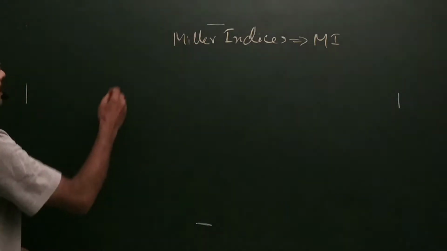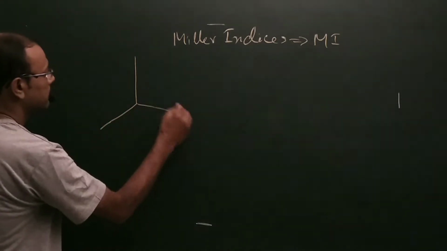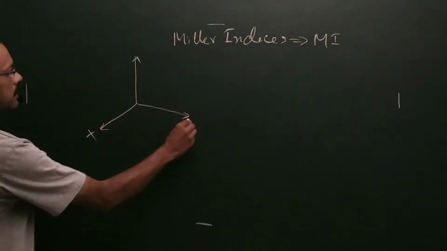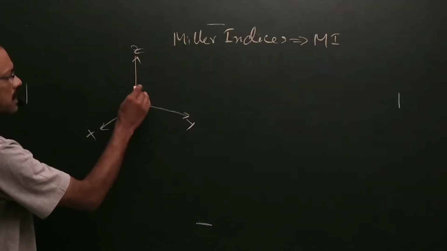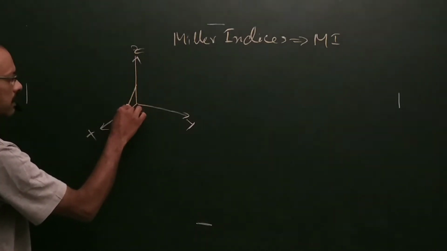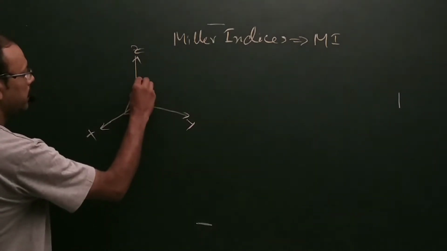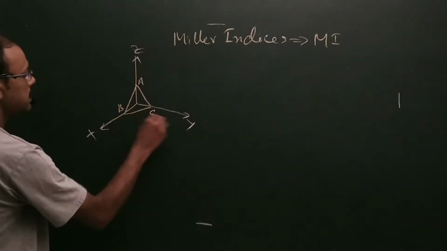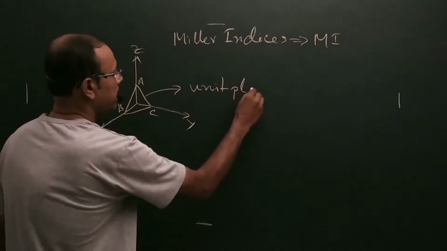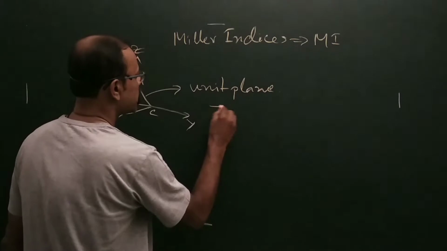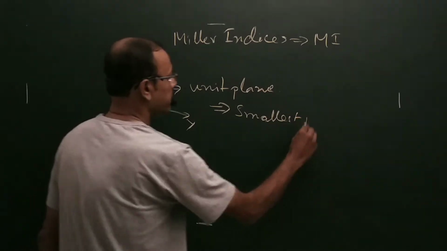Now you see, first of all, I am drawing a three-dimensional Cartesian coordinate system. This is the x-axis, this is the y-axis, and this one is the z-axis. Now I am considering the smallest possible plane, A, B, C, and this plane is actually called the unit plane, which is the smallest possible plane.